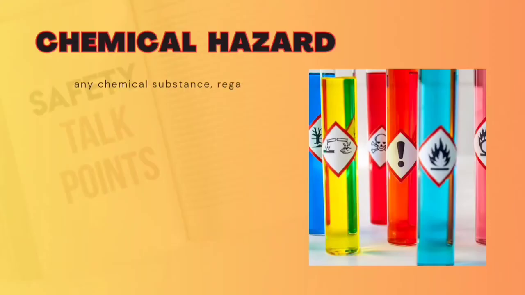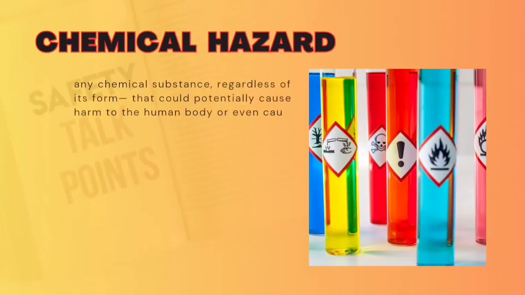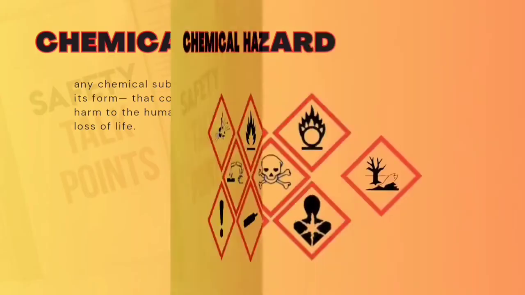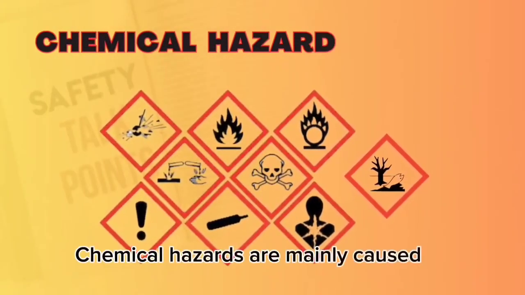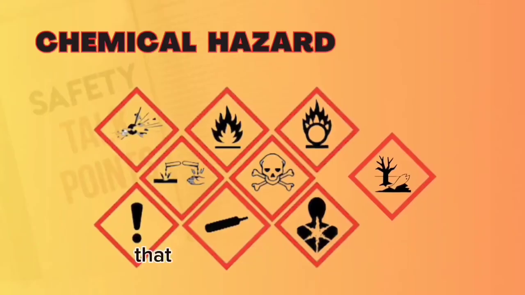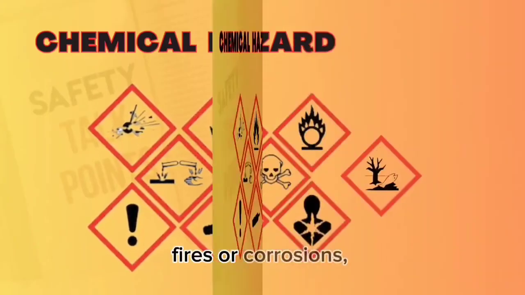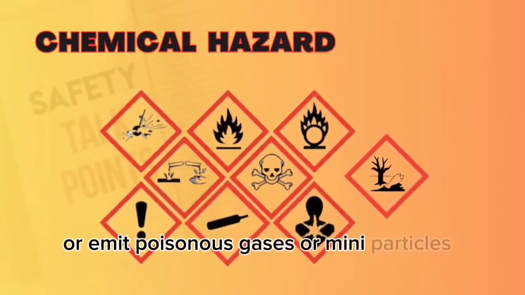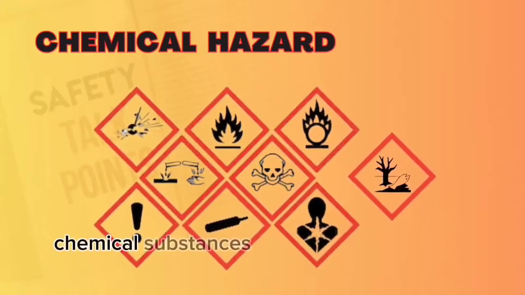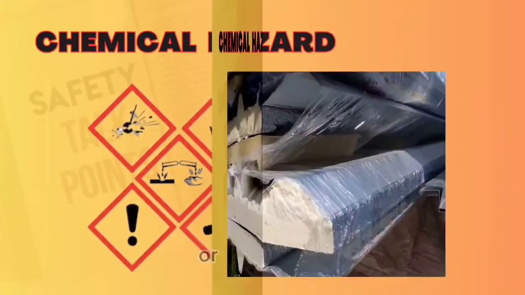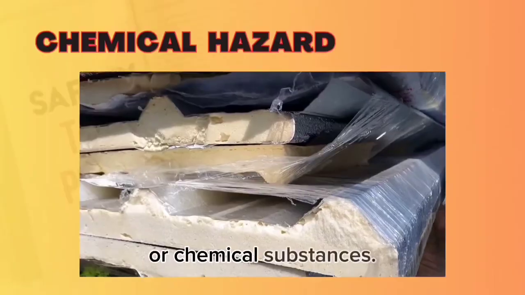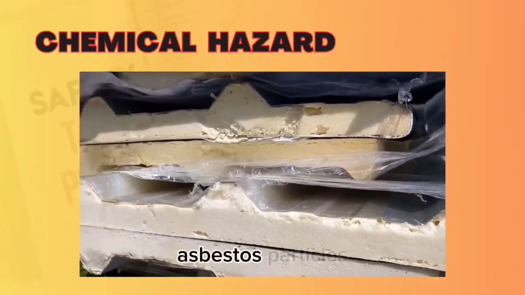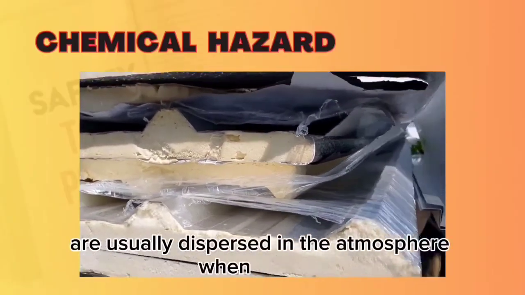A chemical hazard is any chemical substance, regardless of its form, that could potentially cause harm to the human body or even cause loss of life. Chemical hazards are mainly caused by the characteristics of chemical substances that may cause explosions, fires, or corrosions, or emit poisonous gases or mini-particles. Often, chemical substances react negatively when exposed to, or mixed with other materials or chemical substances. For instance, asbestos particles are usually dispersed in the atmosphere when moved.